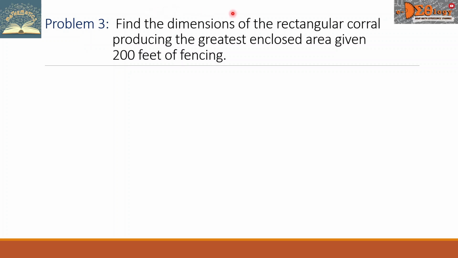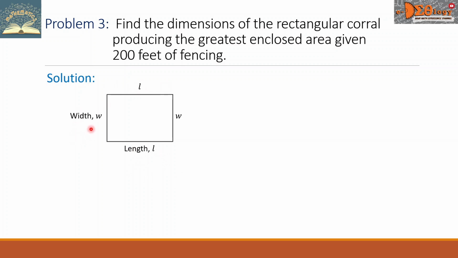Find the dimensions of the rectangular corral producing the greatest enclosed area, given 200 feet of fencing. We can draw a rectangle based on this word rectangular. We know that this is the length L. There is the length L on the opposite side. Here is the width and another width on this opposite side.